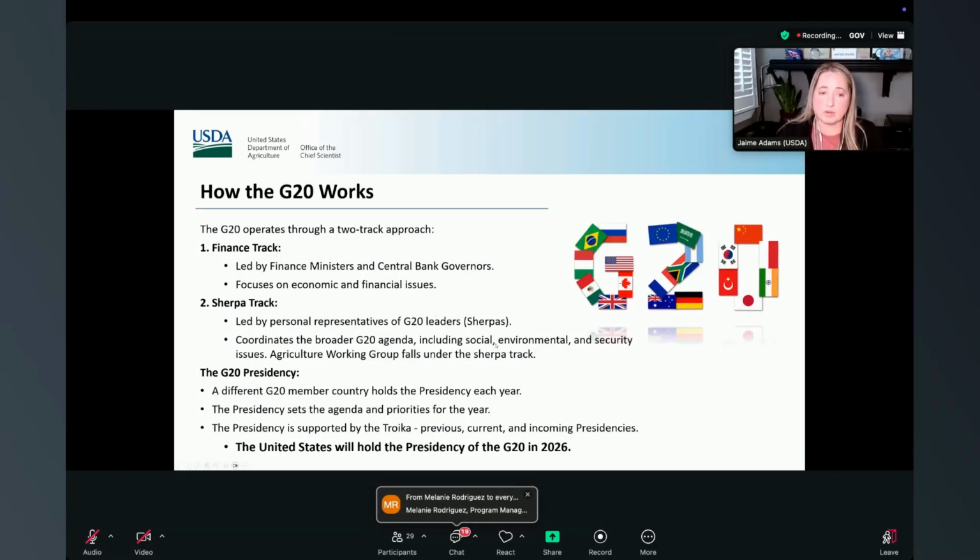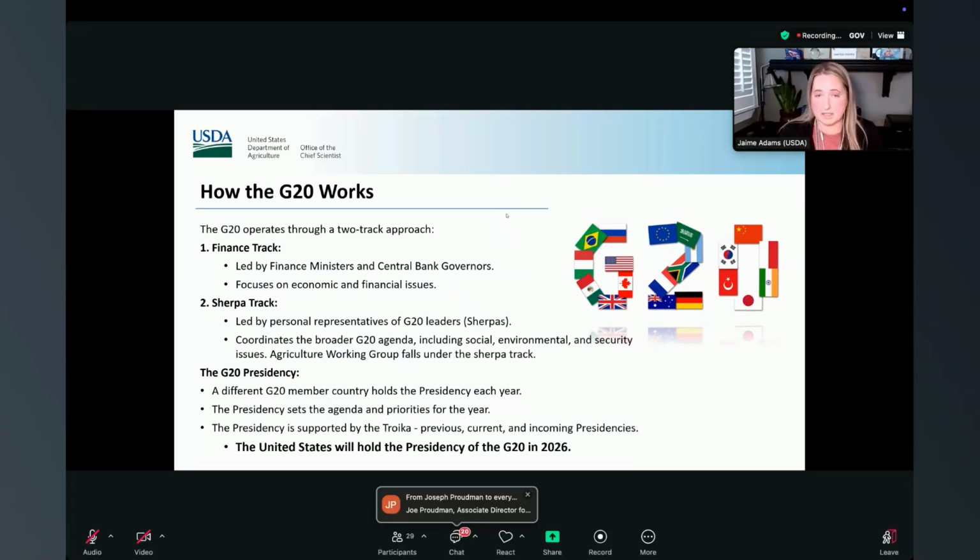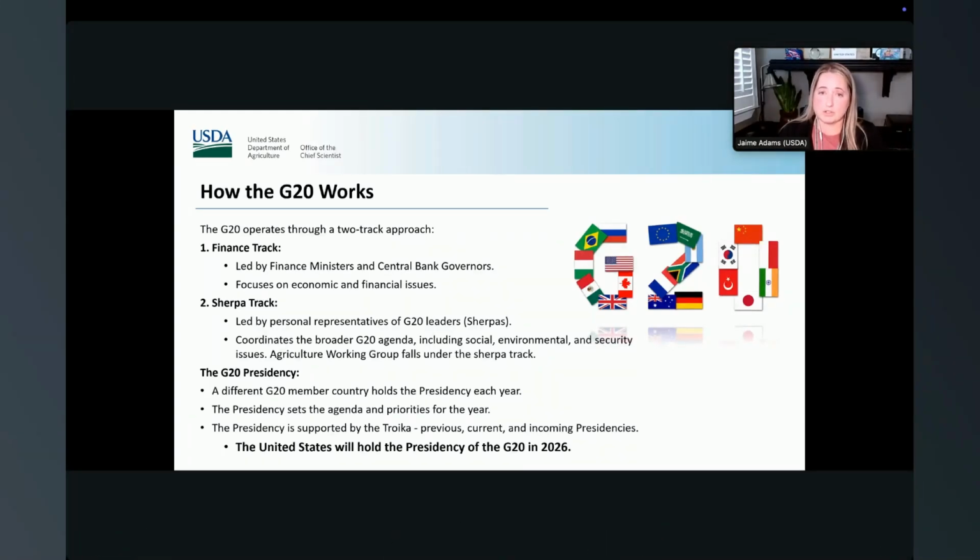And so how the G20 works: the G20 operates through a two-track approach. We call the two tracks the finance track and the Sherpa track. The G20 has its roots in finance. It was first started and led by finance ministers and central bank governors in the world. And the finance track focuses on economic and financial issues.